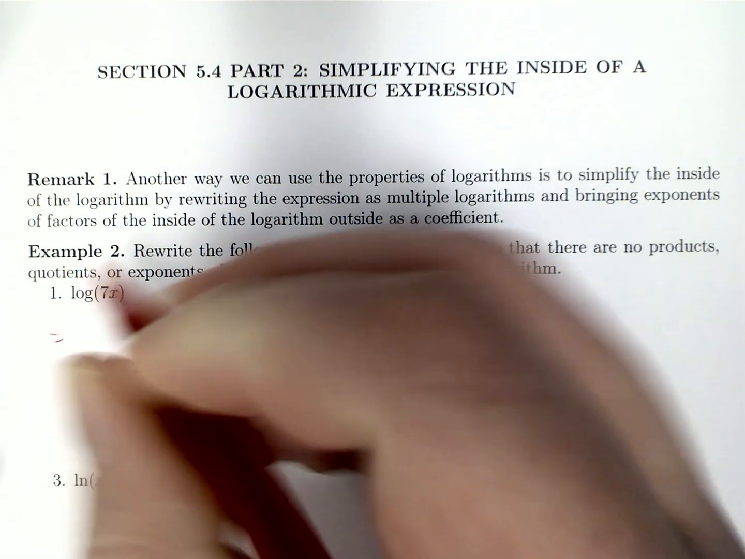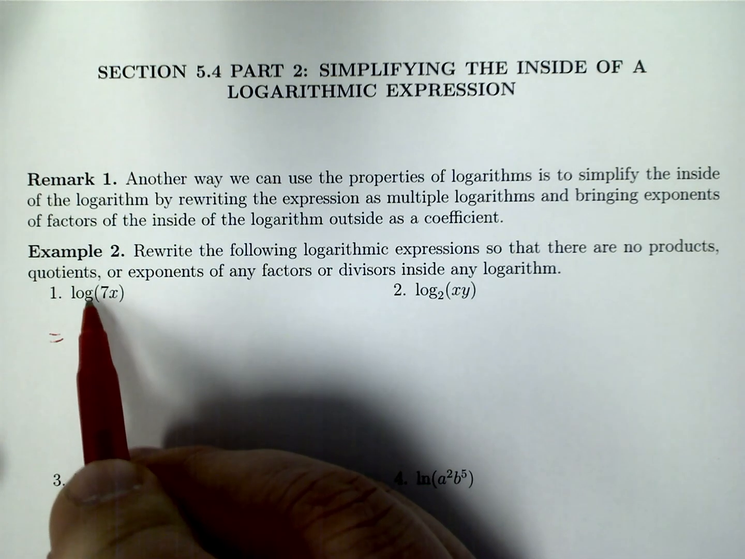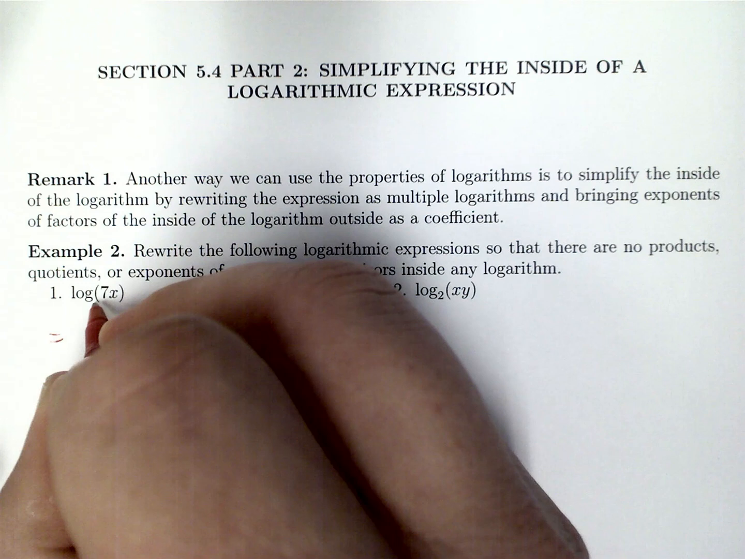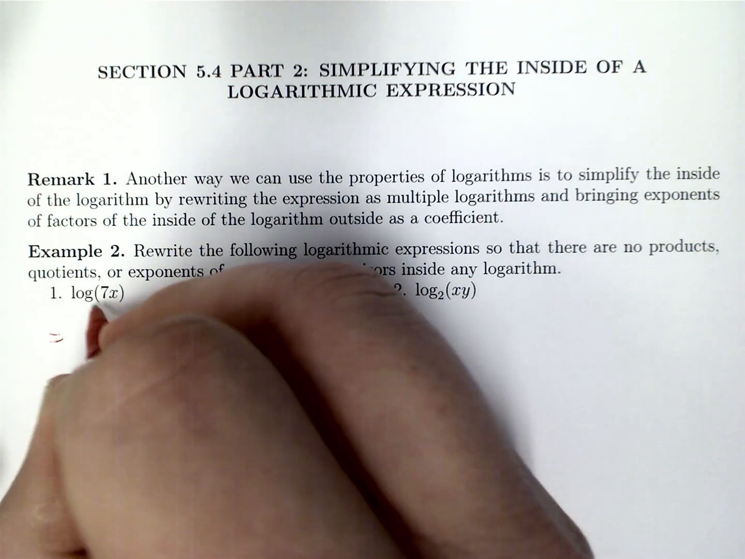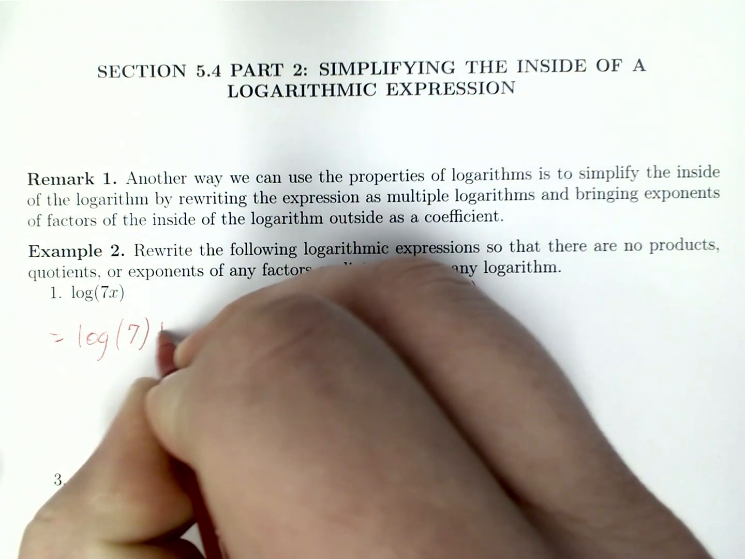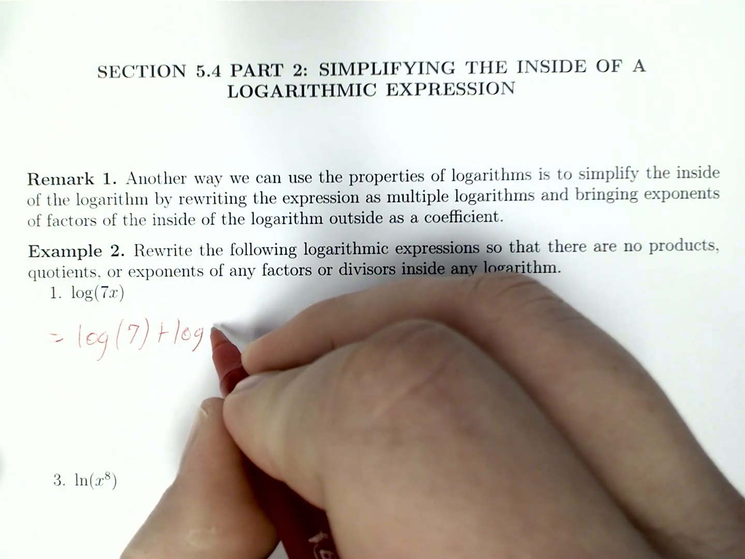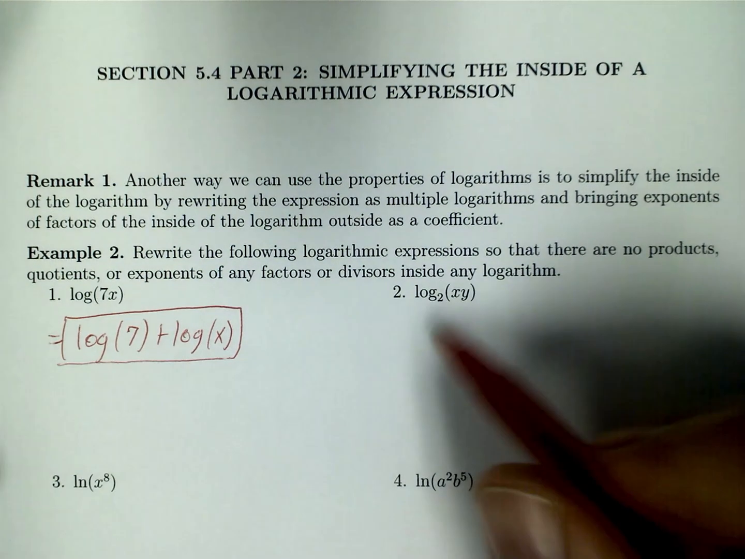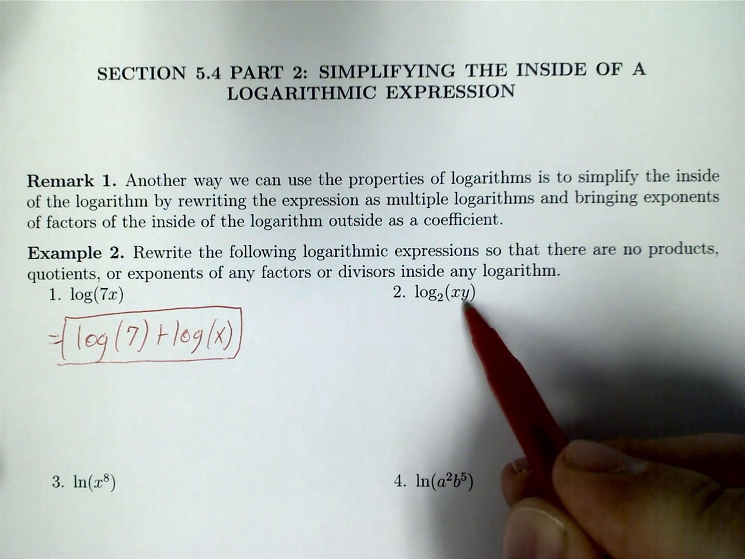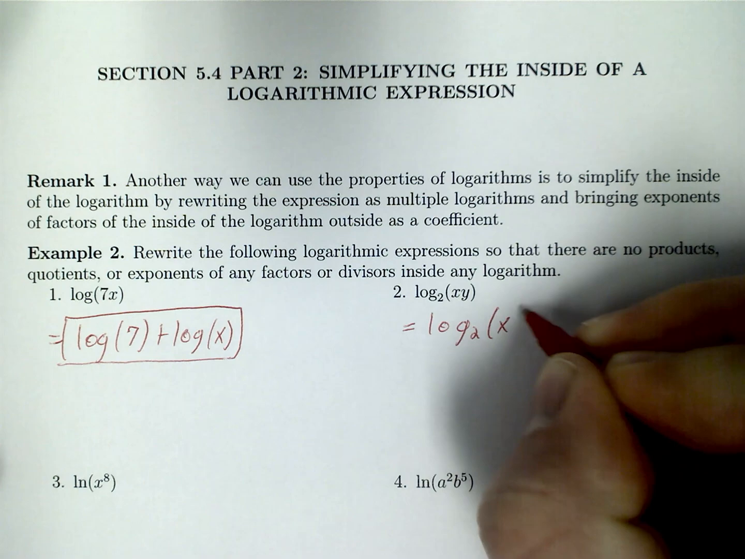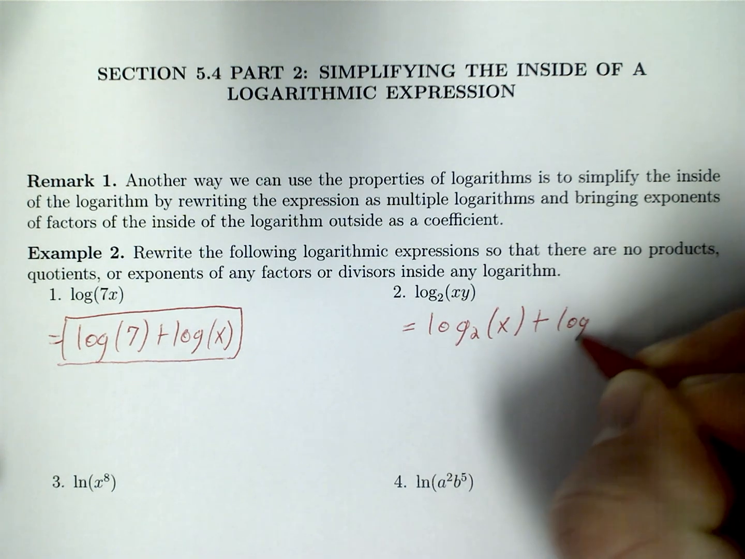So here for this logarithm we have log. Remember, when there's no base actually written, and since logarithms have to have bases, it's assumed to be 10. So log base 10 of 7 times x is on the inside. So inside multiplication turns into outside addition. So log of 7 plus log of x. Similarly, in number 2, we have log base 2, but we have x times y. So inside multiplication turns into outside addition. Log base 2 of x plus log base 2 of y.